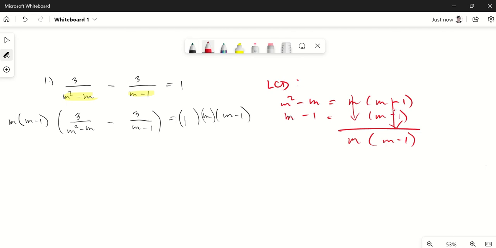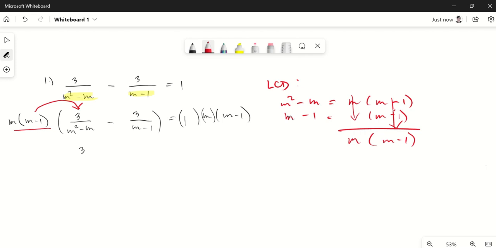Then the LCD should be multiplied to both terms on the left-hand side of the equation. So you start here. What will be cancelled out here is m squared minus m, because if you factor out m squared minus m, that's m times the quantity of m minus 1. That means everything will be cancelled out in the denominator, and what will be left is just the 3 in the numerator.